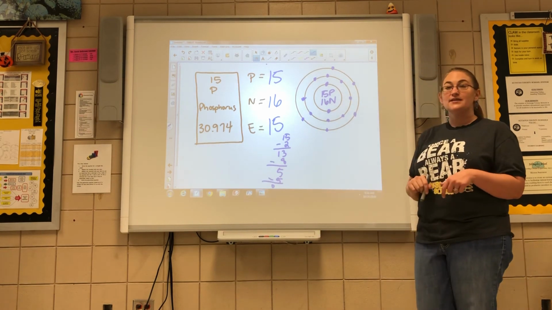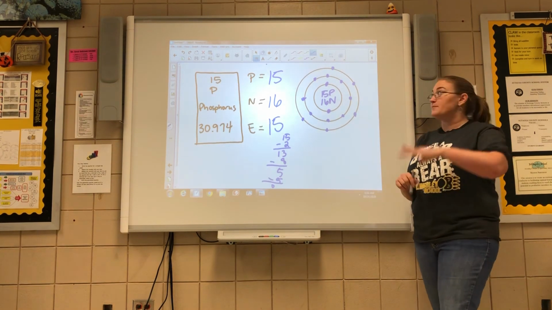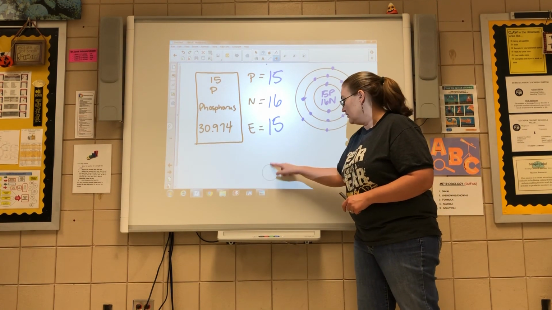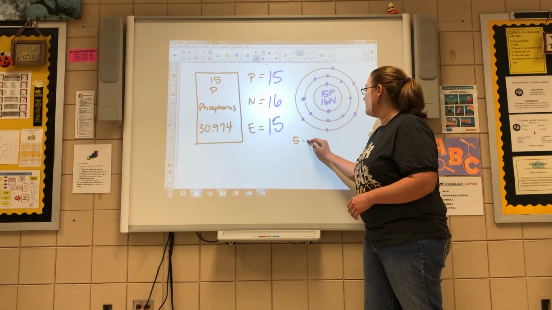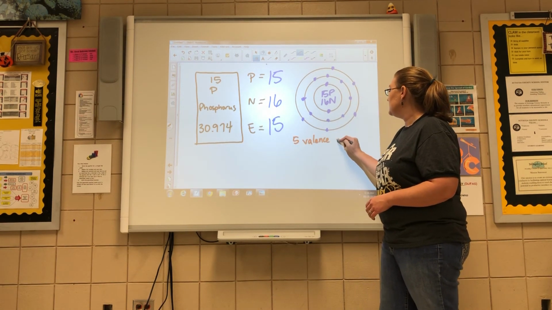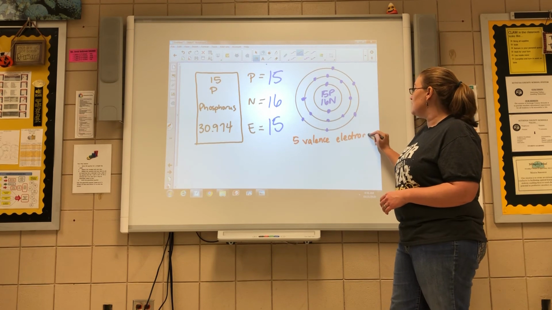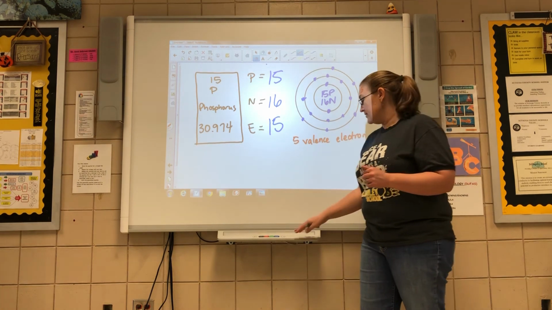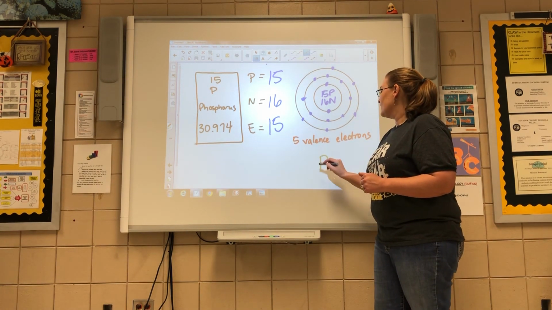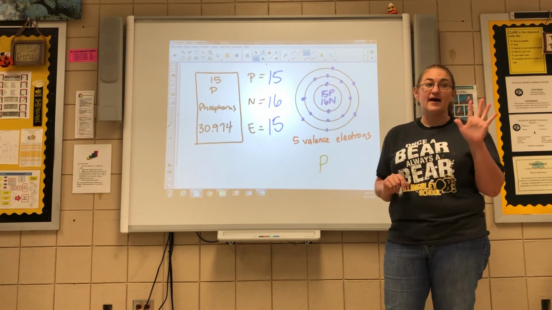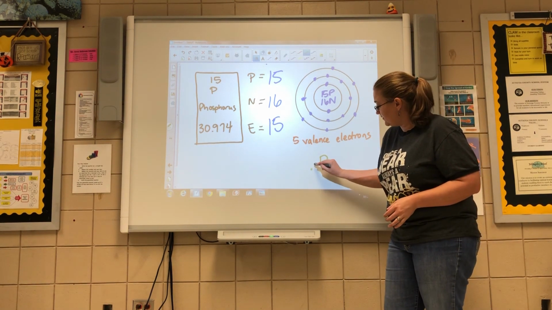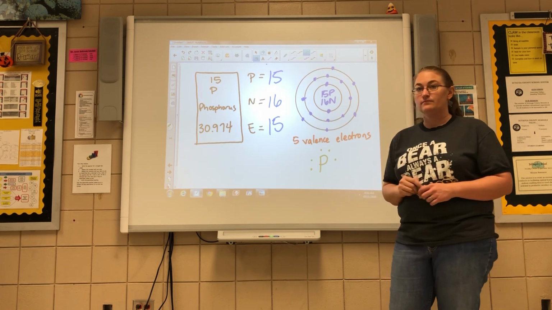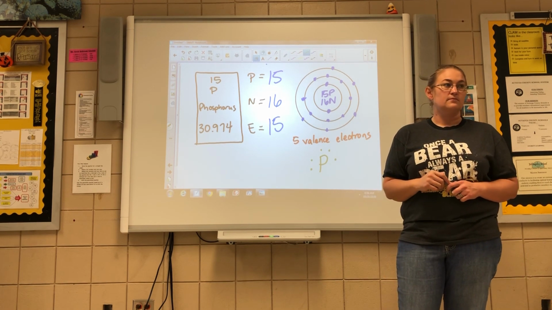How many valence electrons do I have? 5, because that's how many are on my outer layer. Valence electrons are on that outer layer, so I'm going to make a note of that: 5 valence electrons. Now I'm going to do my Lewis structure. What do I need for my Lewis structure? The symbol. And how many valence electrons did I have? 5. So I need 5 dots: 1, 2, 3, 4, 5. Questions? No.